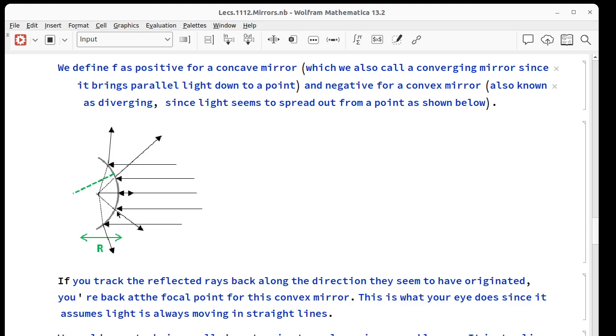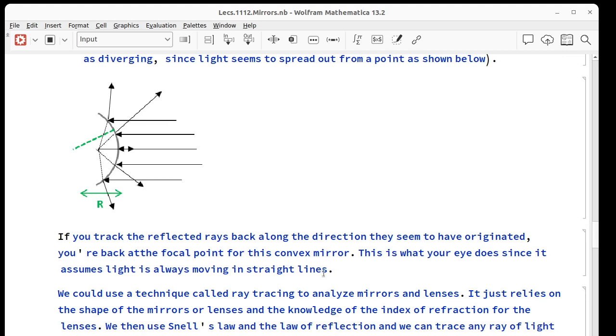What your eye would do if you were looking at this image is track these lines back to where they meet at a point. That's where your brain thinks the light is coming from, even though there's, of course, no light behind the mirror. And this point is, again, the focal point, or the focus, and it's one focal length away from the mirror, and that's half of the radius of curvature.